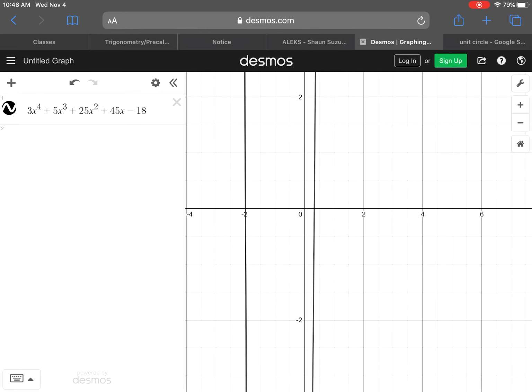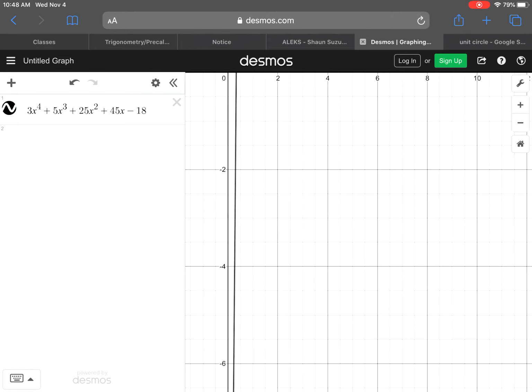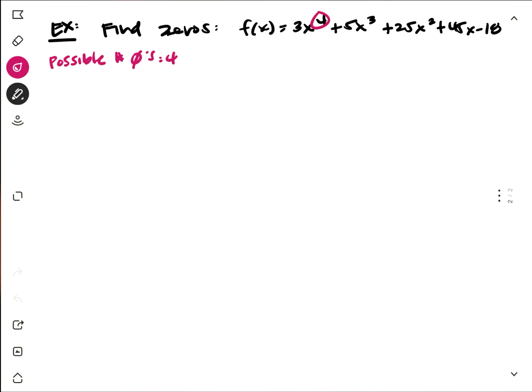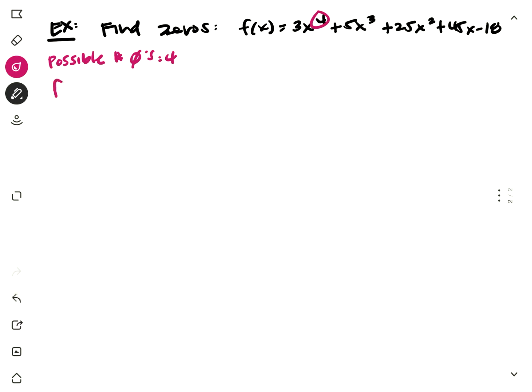Let's take a look at this. Notice that we only have two zeros listed. We have one at 0.333 and one at -2. 0.333 is the same thing as 1/3, and the other one is -2. So what we're going to do here is list the two zeros: 1/3 and -2. So from the graph, we have -2 and positive 1/3.